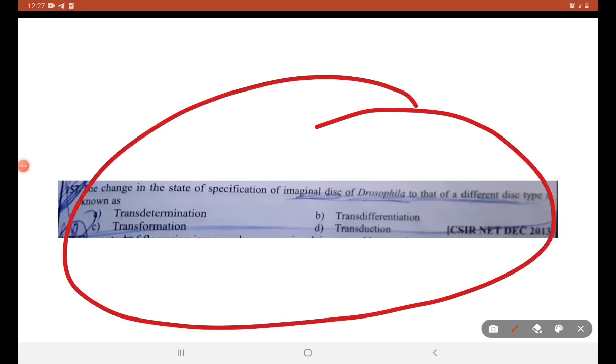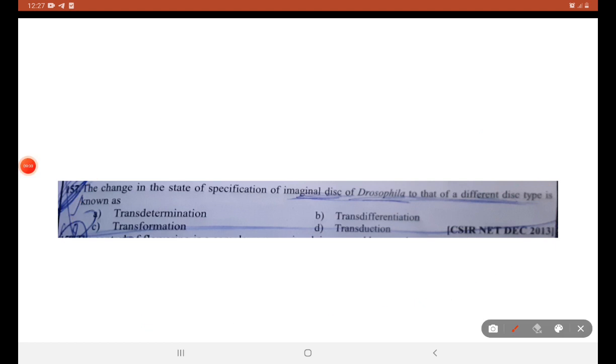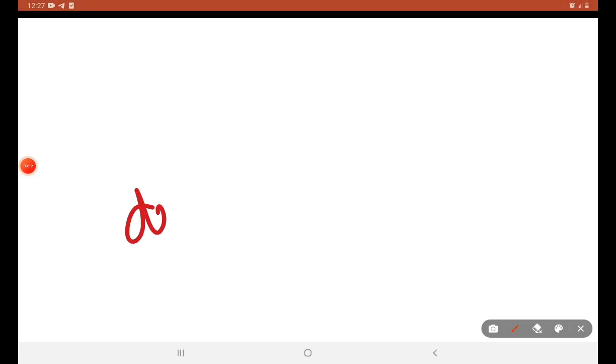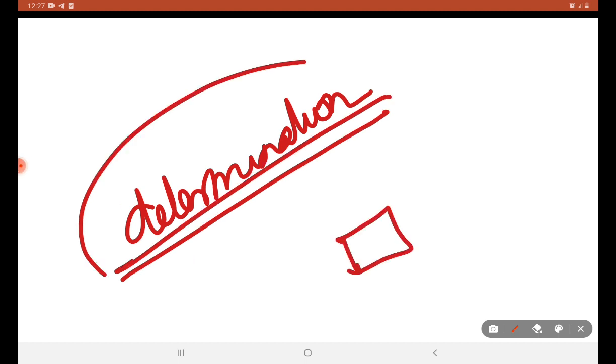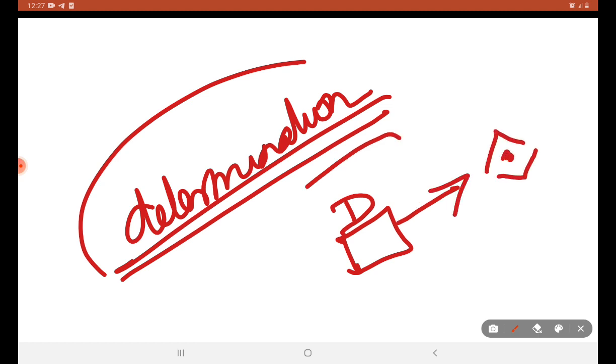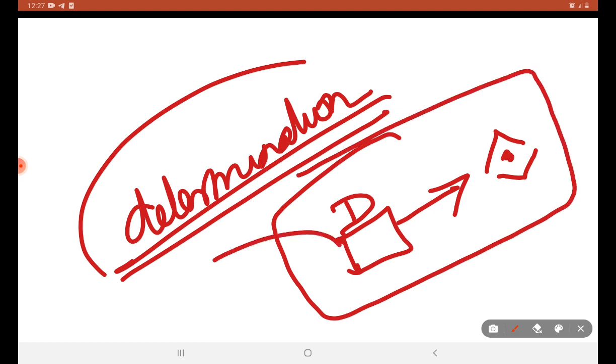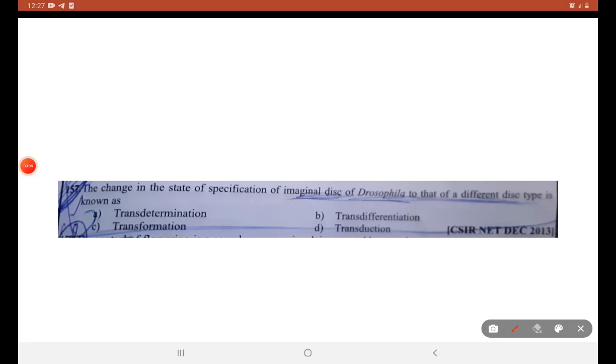Now, Drosophila, again imaginal discs. A change in the state of specification of the imaginal disc in Drosophila to that of a different disc type is known as transdetermination. Determination is one of the most important terms in developmental biology. We have seen in the previous video that if a cell is determined to give rise to, say, an eye, it will not change at any time in life to form a different organ. This is called determination. If that is changed to a different fate, the change in the state of specification is known as transdetermination.